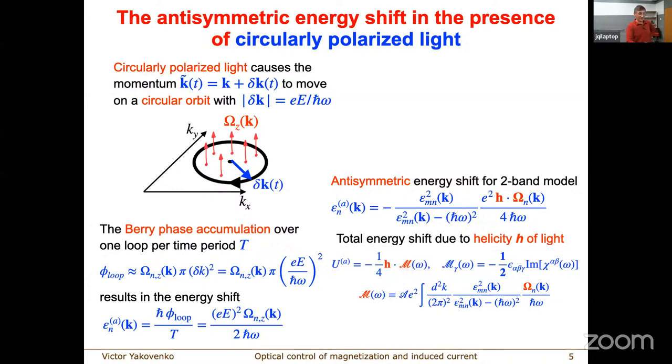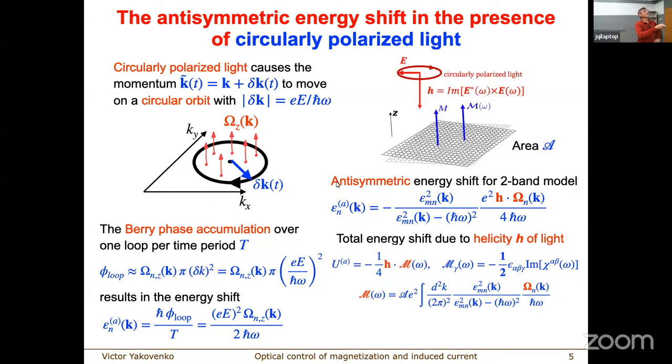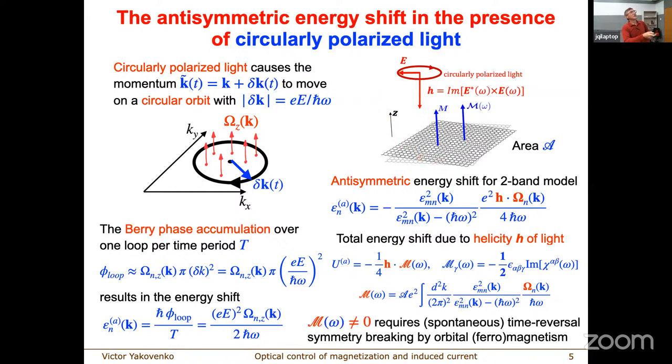So the bottom line is the following. If you take your sample, and as we'll see in some next slides, what I have in mind is really some twisted graphene, you shine circularly polarized light, and this is an important point, if this system spontaneously breaks time reversal symmetry, then it may have a non-zero vector M.